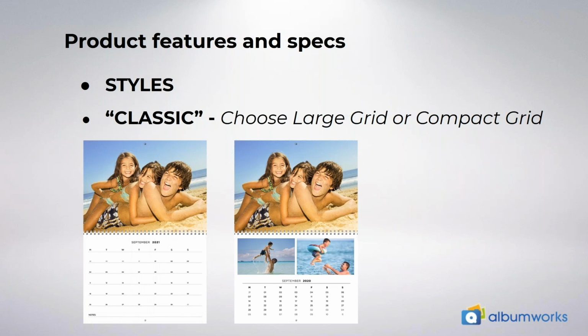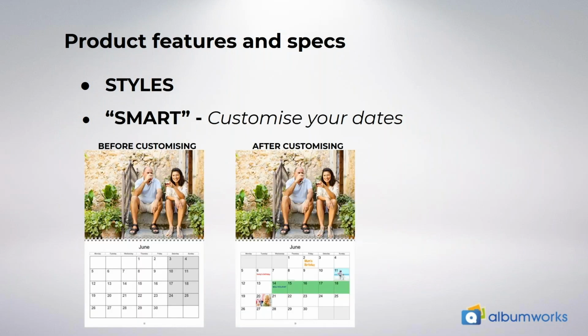The other style is the smart calendar. The key difference is that smart calendars allow a lot of customization to the individual date cells for each month, and I'll show you this once we get into the editor. Again, there are 12 months included with the smart calendars. However, you can choose which month you wish to start on. So, for example, you might want to create a financial year calendar, which starts in July and finishes in June, and you can do that.